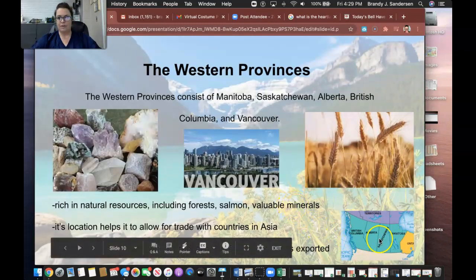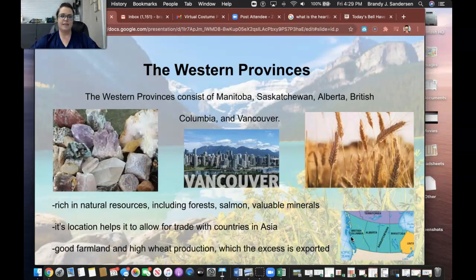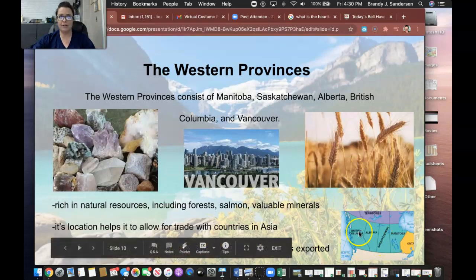The Western Province, if you look right here, there's a little map of where it is. The Western Province consists of, and I know I'm going to say these completely wrong, so I'm going to try. If you want the exact way to say them, you can look at Google and type them in and they can tell you there. Manitoba, Saskatchewan, Alberta, British Columbia, and Vancouver. These are the Western provinces. These are very rich in natural resources, including forest, salmon, the fish. Valuable minerals come from these places. Their location right here really helps with the trade of Asia.